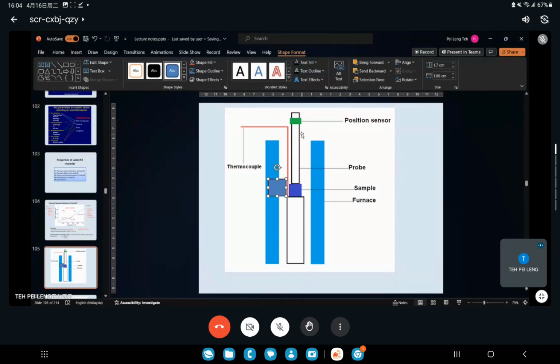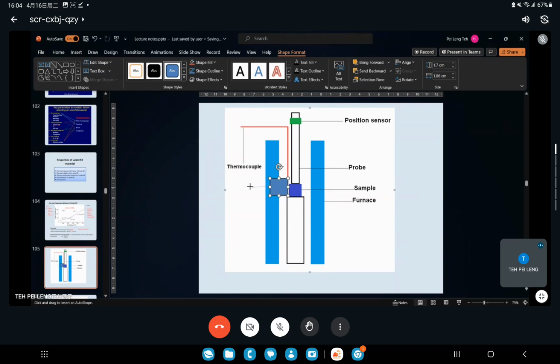This probe can go up and down. So you put a sensor here. If this thing expands, let's say it expands, the probe will go up. So the sensor will measure. What is the difference? It will calculate the difference.